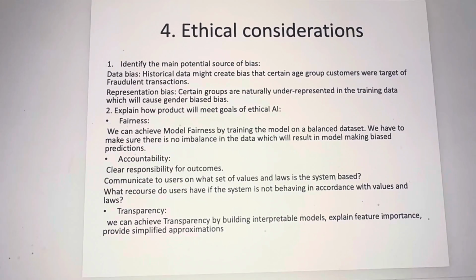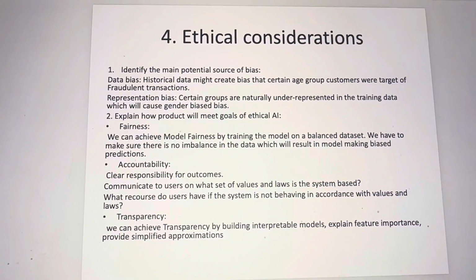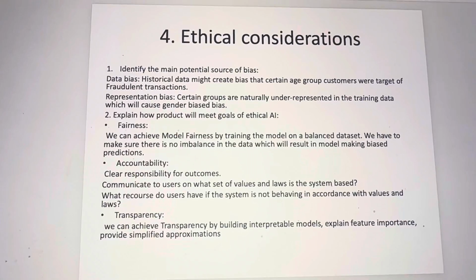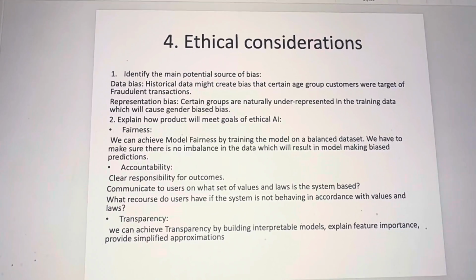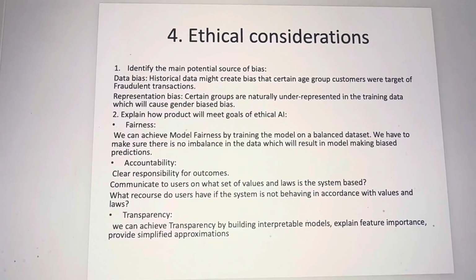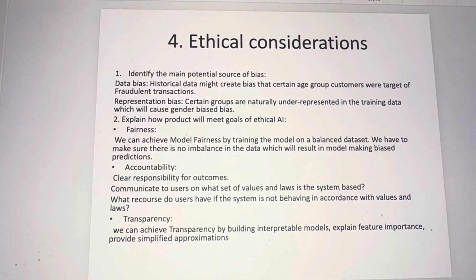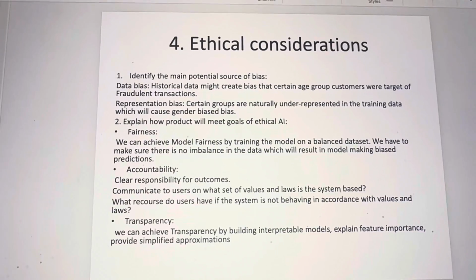And the last step is transparency. We can achieve transparency by building interpretable models that are easily understandable by the users and also explain feature importance and also provide simplified approximations. Thank you.